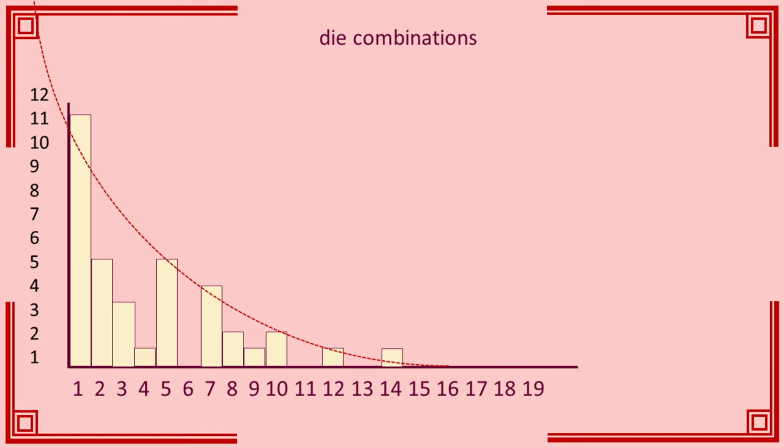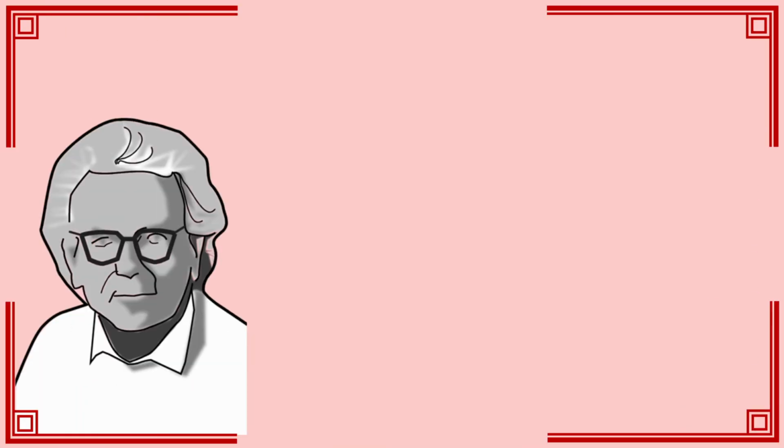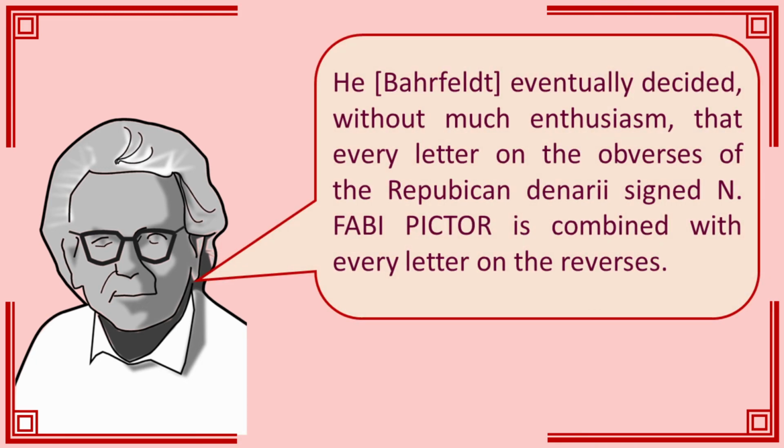To explain, I think we need to revisit the academic argument Crawford was engaging with over half a century ago. Before his study, other people had looked at the letters and realised that the obverse letter generally did not match the reverse one, and referring to Barfelt, Crawford writes, he eventually decided without much enthusiasm that every letter on the obverse of the Republican denarii is combined with every letter on the reverse. Crawford was able to show through his SNI study that this was not the case.